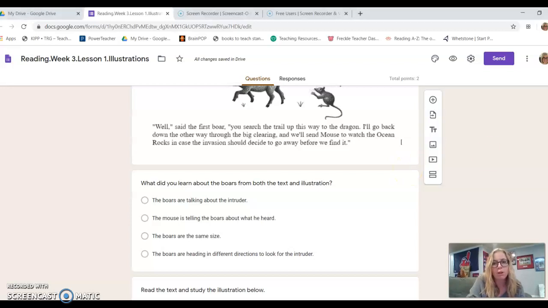Well, said the first boar, you search the trail up this way to the dragon. I'll go back down the other way through the big clearing, and we'll send Mouse to watch the ocean rocks in case the invasion should decide to go away before we find it.